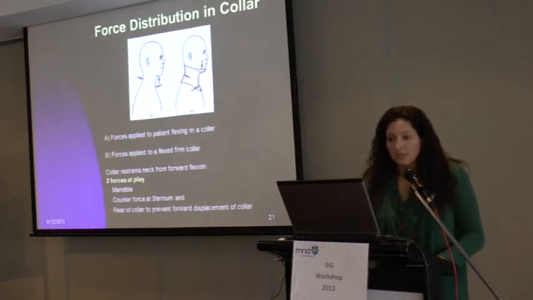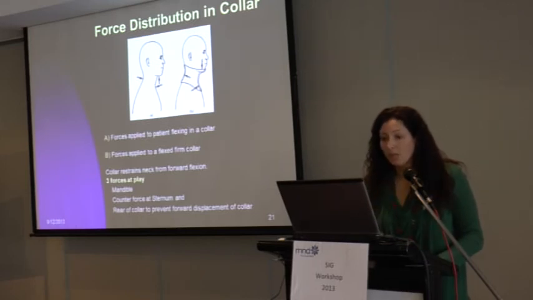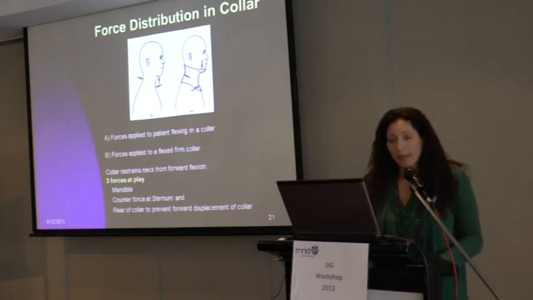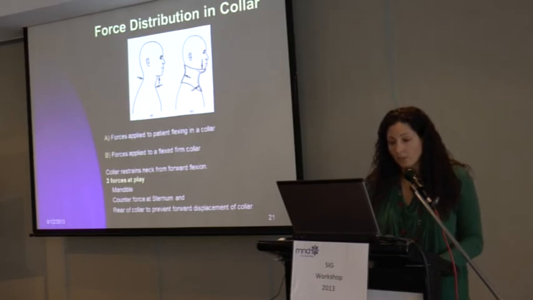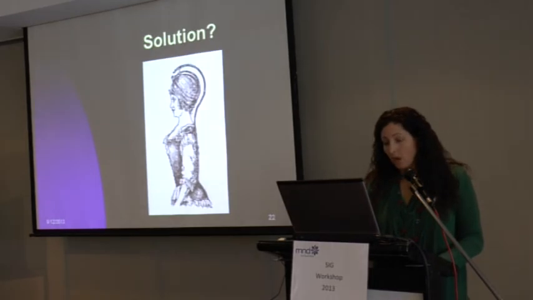So this is a description of the forces that are at play here. The first one is the force applied to a patient flexing in a collar, so you can see it under the chin and on the sternum. And the forces applied to a flexed firm collar, that's the forces of the patient against the collar. A collar restrains the neck from forward flexion by three forces: on the mandible, the counterforce on the sternum, and the rear of the collar to prevent the forward displacement of the collar. I really wish there was a solution that could suspend the head without causing all this discomfort.